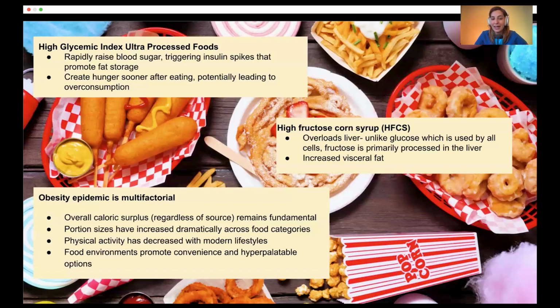and being hangry. But what it does is it overloads your liver, because glucose or sugar is used by all the cells in your body, but fructose is primarily processed in the liver. So when you have this, you're just slamming your liver. This is how you end up getting fatty liver disease and increased visceral fat. And then just overall caloric surplus.